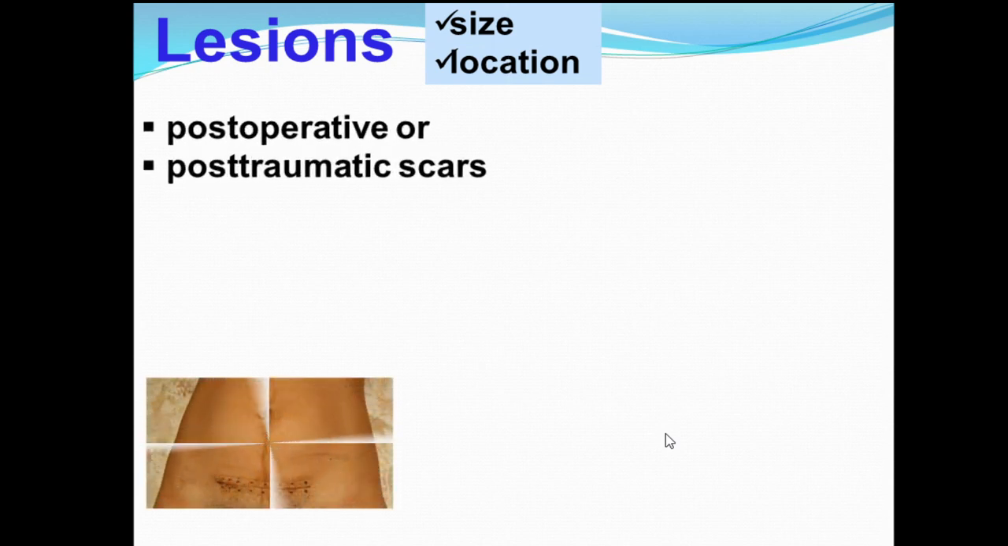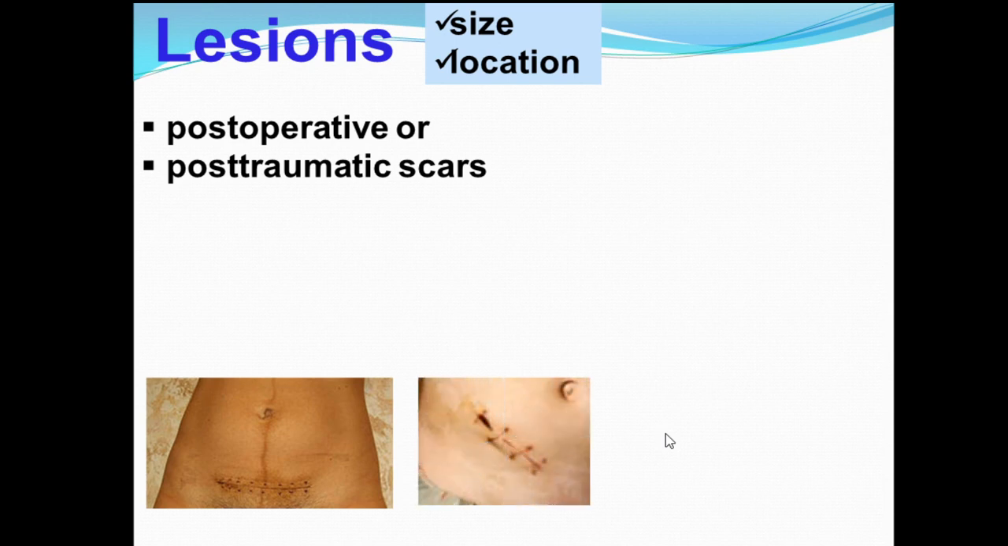Lesions of the skin may be the result of post-operative or post-traumatic affection, and depending on the location and size of the scar, we can improve our knowledge about a preceding operation. For example, if we see a scar in the right inguinal region, we will ask the patient about appendectomy because it is the more characteristic location for this pathology. But we can see specific lesions, striae gravidarum, which appear without traumatization of the skin.